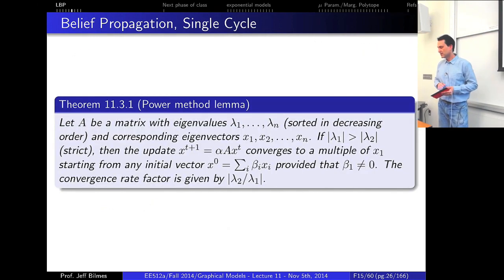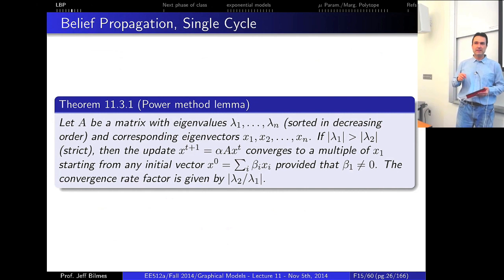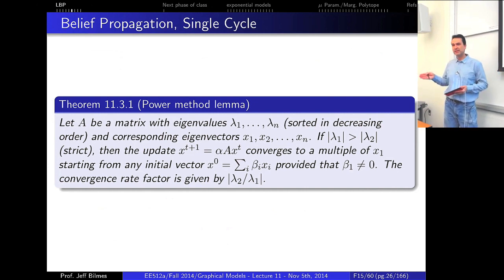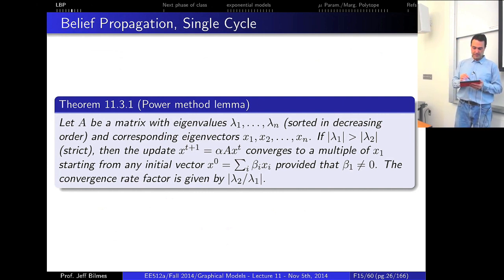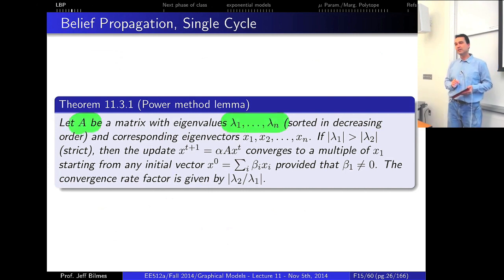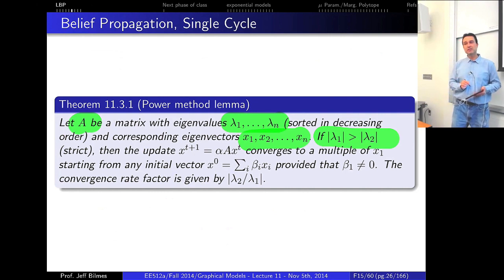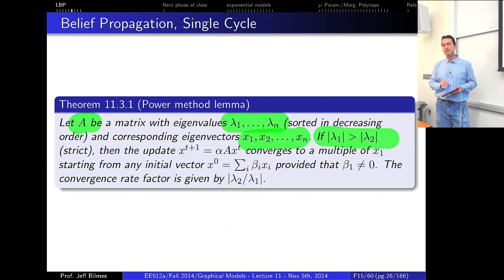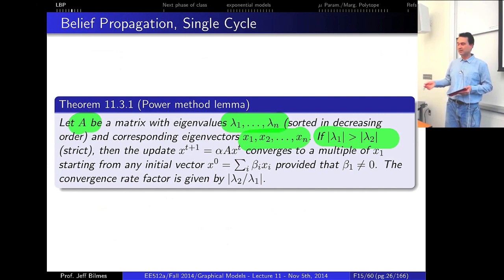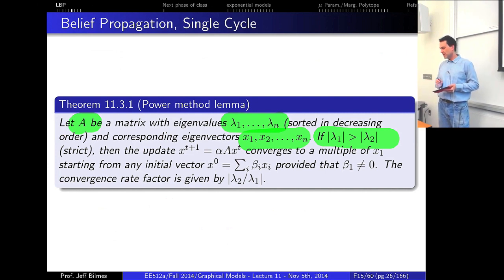And indeed, that's what you get. First of all, you can acknowledge the power method lemma, which is a standard method in linear algebra, which we're not going to prove, but it says the following. If you've got a matrix A, and you have a set of eigenvalues sorted in decreasing order, and a set of corresponding eigenvectors, and you have a strict relationship between the first and the second eigenvalue, so that the first eigenvalue is strictly greater than the second in magnitude, and then you do an update of this form.